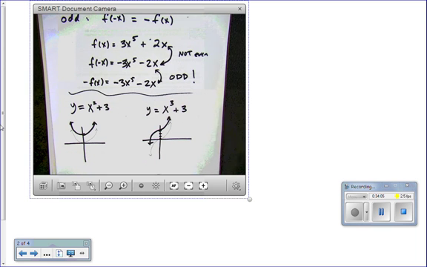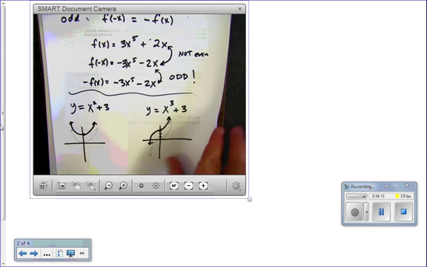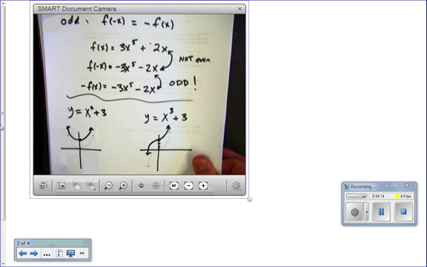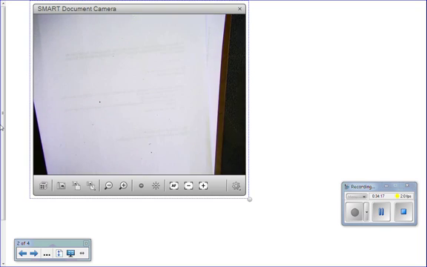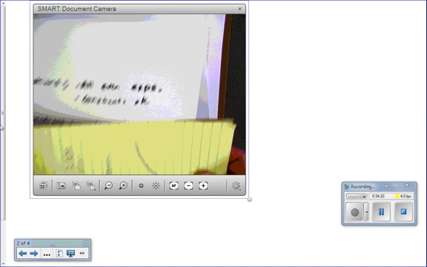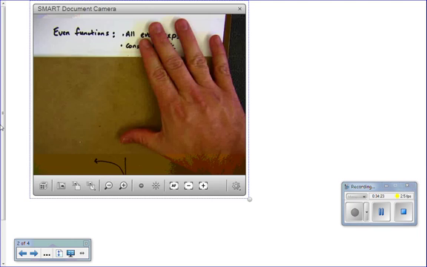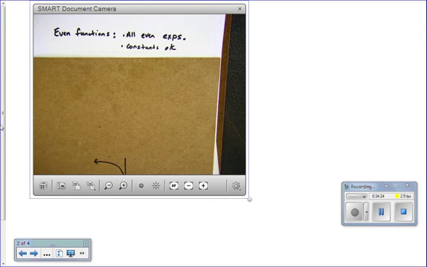Now, let me show you a little summary of that. That way you can write it down, and I think it'll really make sense to you here. All right. So here's just a really good summary. Instead of showing all the algebra, if you just know this, then you can pick out even or odd functions.